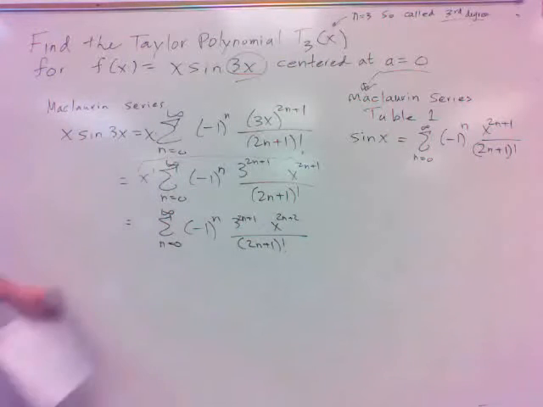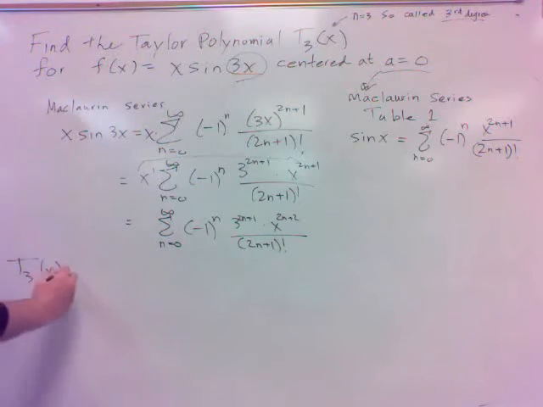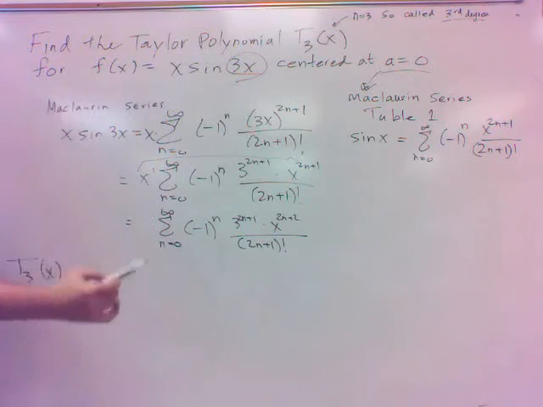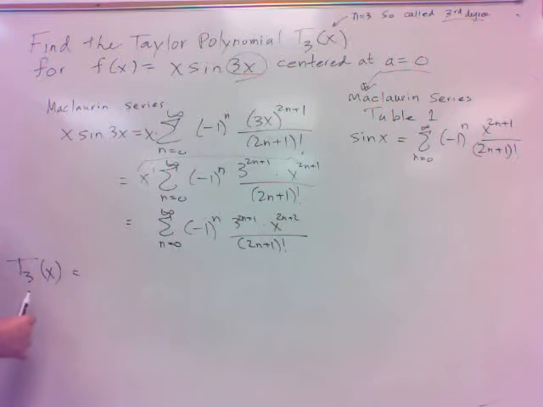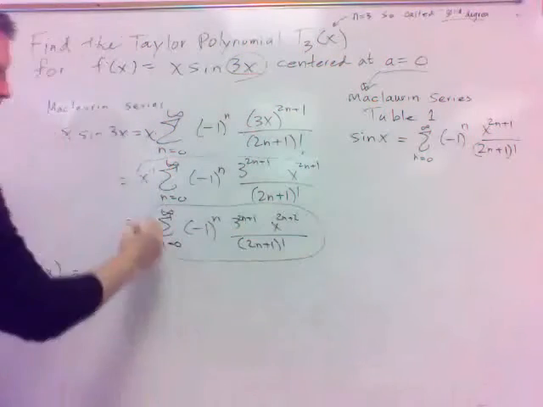That's my Maclaurin series: negative 1 to the n, 3 to the 2n plus 1, x to the 2n plus 2 over 2n plus 1 factorial. But that's not what I wanted here. I wanted the Taylor polynomial T3(x). So what that means is T3(x) is this series, but only up to n equals 3, right? It's that series up to n equals 3, okay? For this series right here.